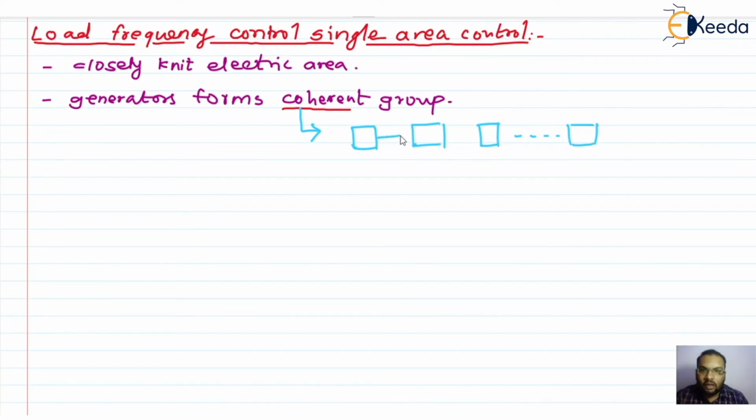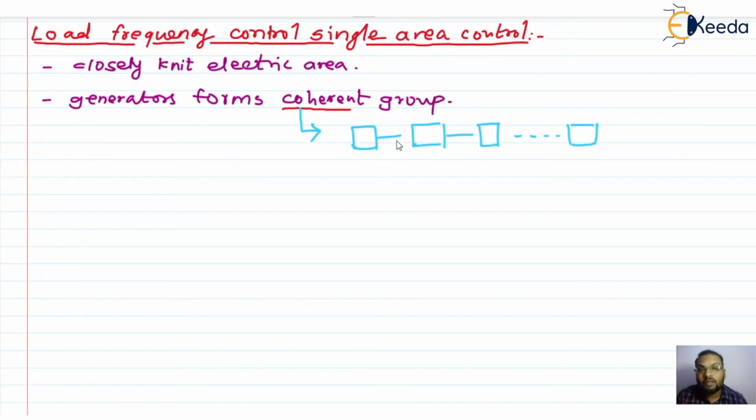Suppose all of them are connected with each other. If the load is changing, we know that the speed of the alternator changes. Whenever the load changes, the speed of all the alternators will change in the same manner. If the load decreases, the speed of all the alternators will increase in the same manner. So what happens on one generator, you can experience on the remaining generators.